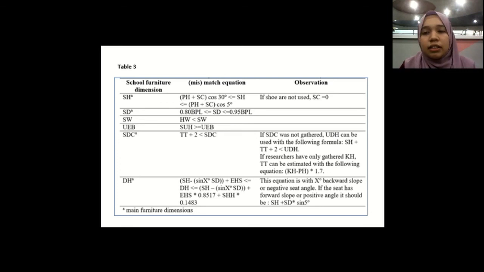Then, okay, we recap again. The three processes that you have to do: firstly, you have to measure the furniture dimension. Secondly, you have to measure the body dimensions of your friends. And thirdly, you have to identify the mismatch between the student and the furniture dimensions.